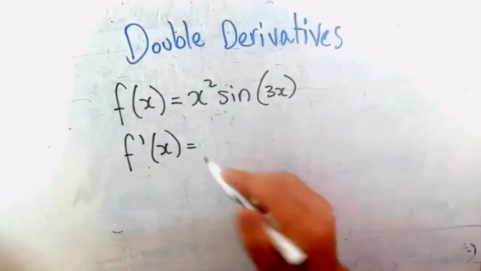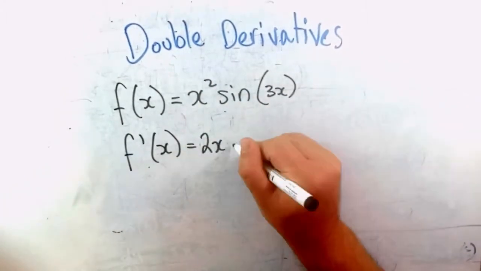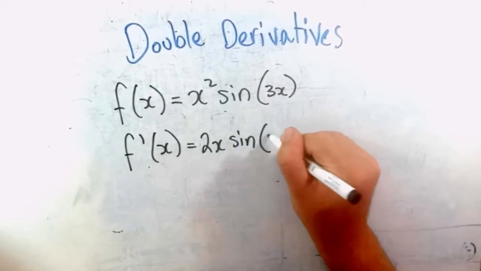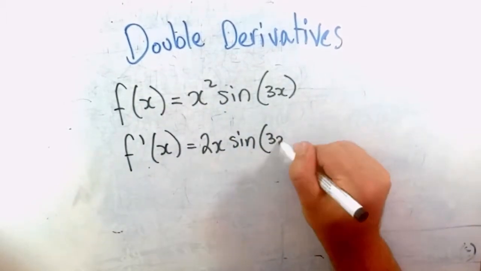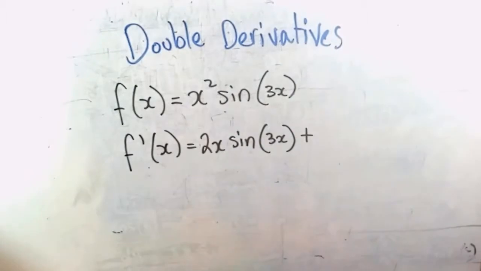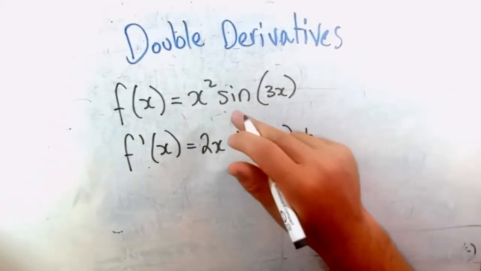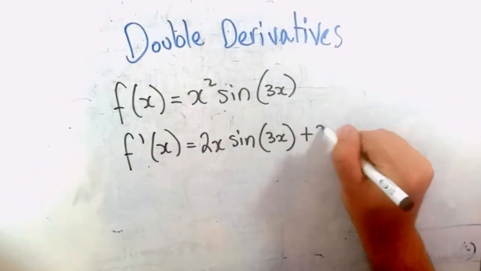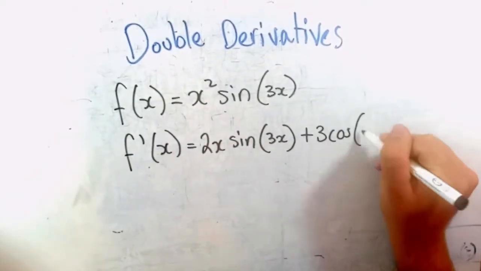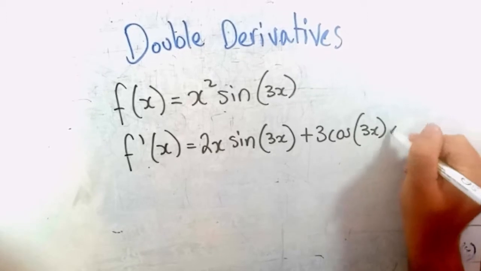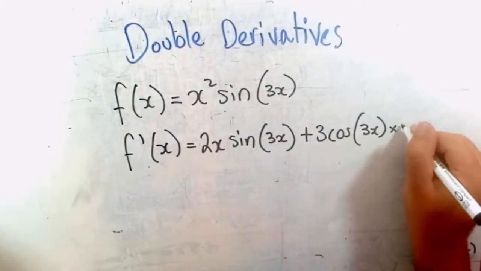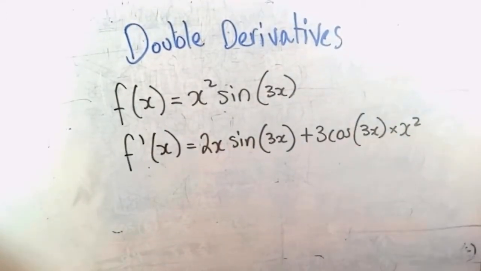We'll just take the derivative of the first function, 2x, and times it by the original second function. And then add on the derivative of the second function. So that's going to be 3 cosine of 3x, and I'm going to multiply that by x squared. Okay, there's my first derivative.